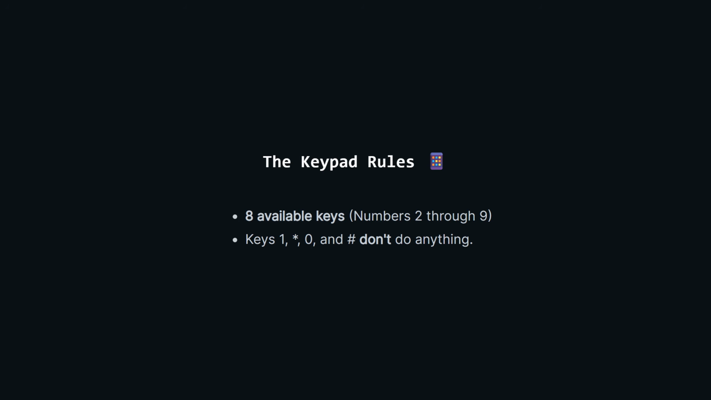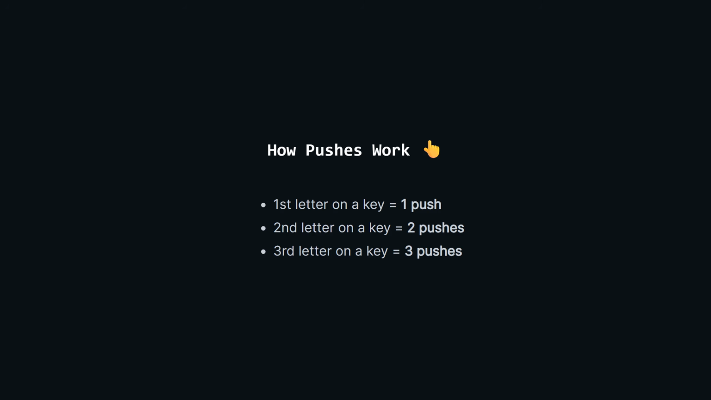We have a telephone keypad, but we can only use 8 keys to map our letters, specifically the numbers 2 through 9. Here is how the typing actually works. The first letter assigned to any given key takes 1 push. The second letter assigned to that same key takes 2 pushes, and so on.